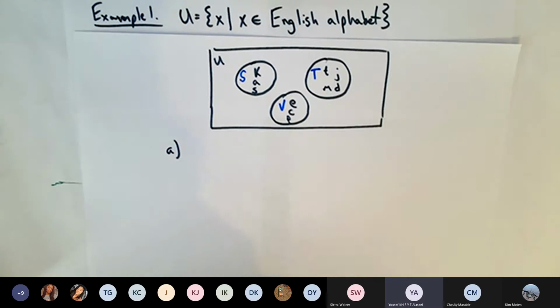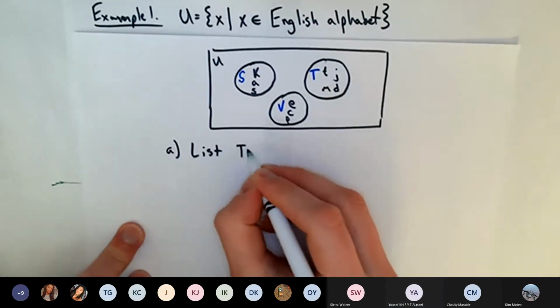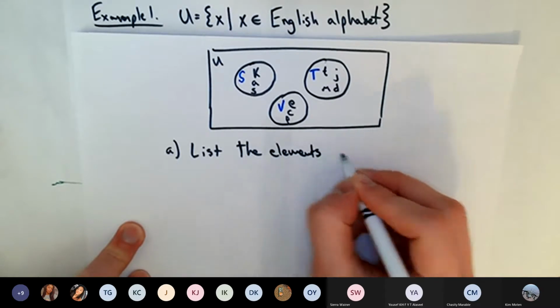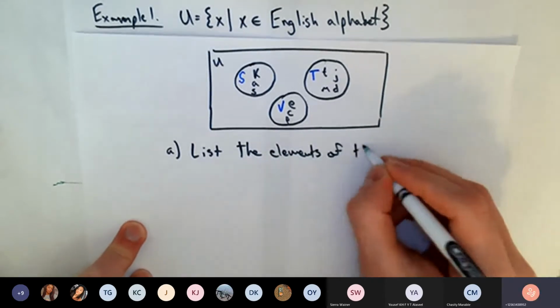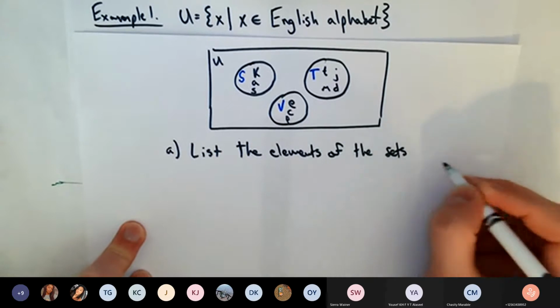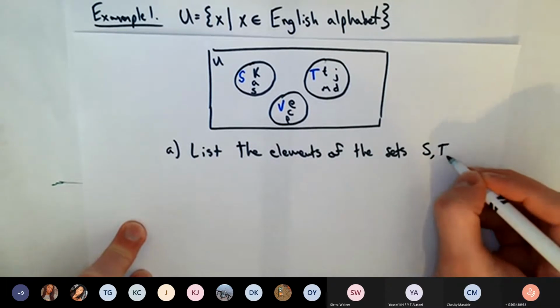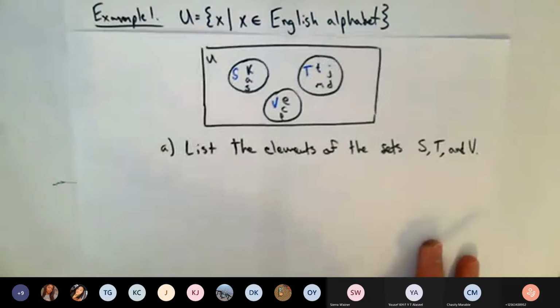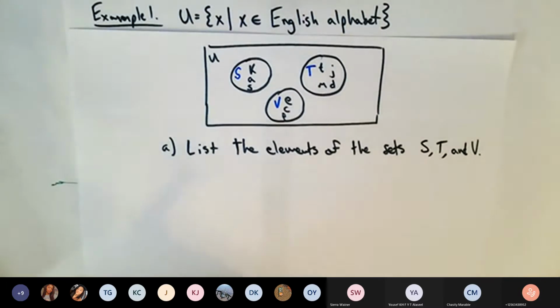What's that? But they're not mentioned on the question specifically. Well, I haven't finished writing the question yet. Okay, my bad. So the first one will be: list the elements of the sets S, T, and V. There we go. Now they are in the context of the problem.